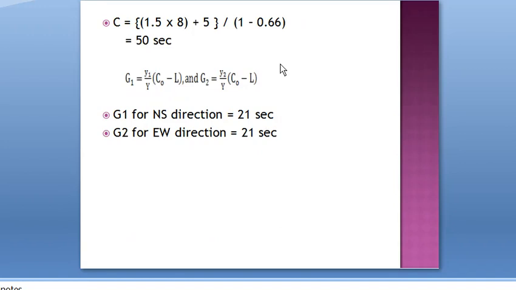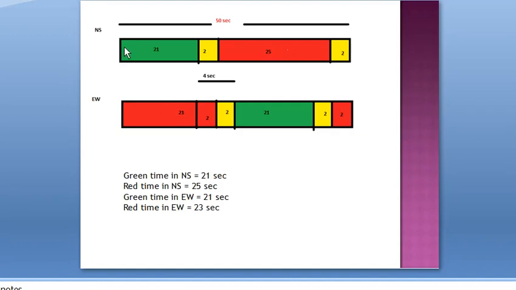Okay, next, in order to find out the red time, we have to draw phase diagram. So for that, first we can draw the phase diagram for north south direction. You draw one rectangle like this, and the length is 50 seconds. You mark 50 seconds as the optimum cycle length, and the green time is 21.